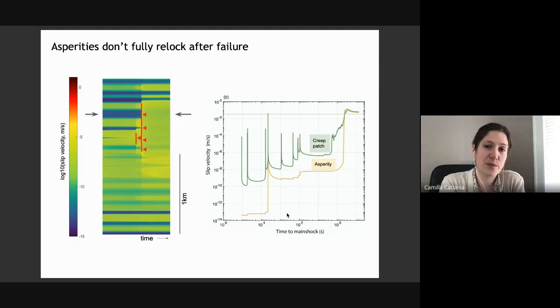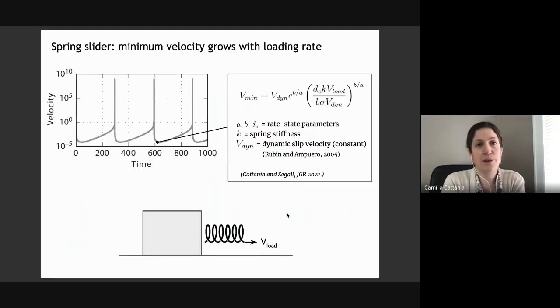And so to understand this, we use the simple spring slider model. So we're now treating one asperity as a spring slider. And it is loaded at a constant velocity. So the important result here is the dependence of the minimum velocity, the minimum slip velocity of the spring slider, on the loading velocity.